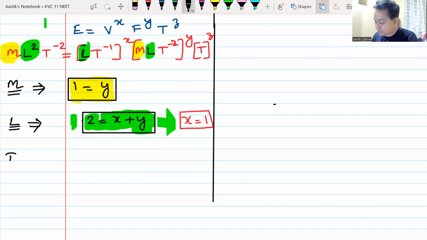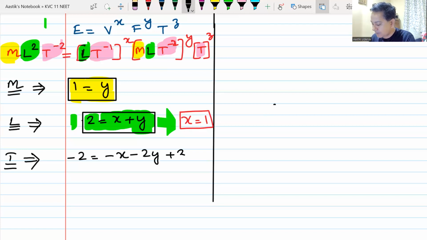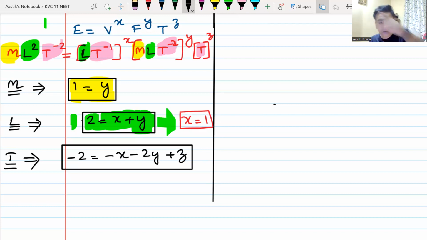Now let us move on to the third one, T. T, the pink one. Here, here, here, and here. Don't worry. Simple question, simple equations. Let us look at T here. On this side, we have minus 2. Here we have minus X. Here we have minus 2y and Z. This can very easily be solved since we already know the values of X and Y. Can you tell me the value of Z? Minus 1, 1. Yes, my dear friends. Z will turn out to be 1.